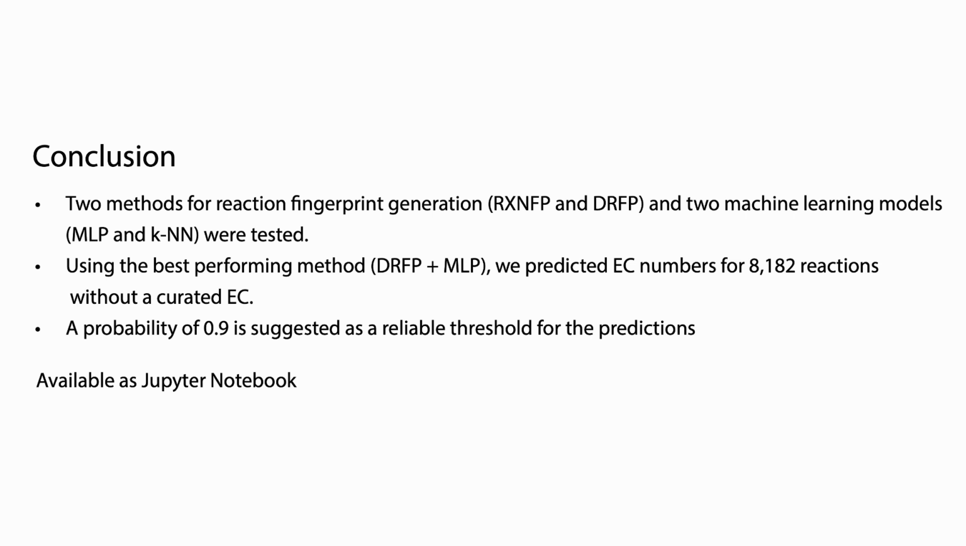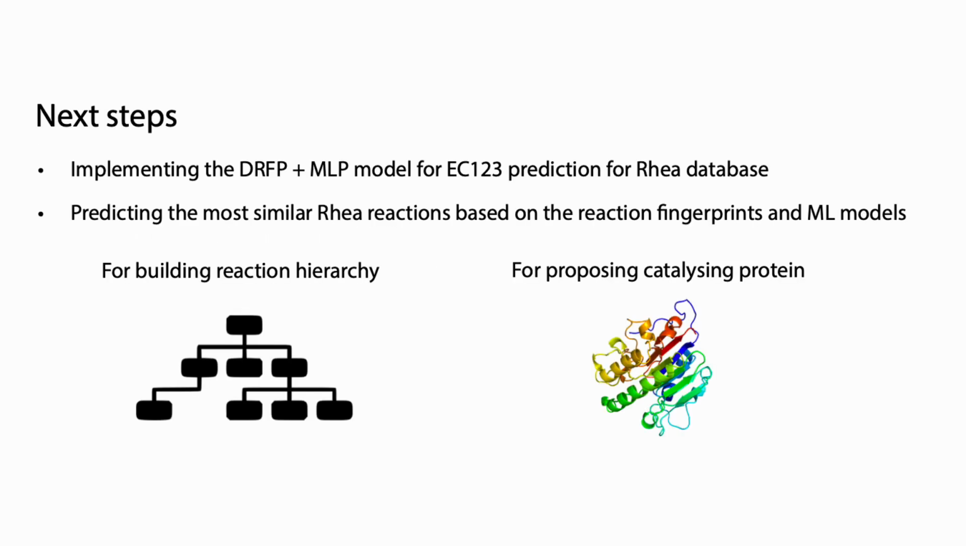In conclusion, this project demonstrated the successful application of classification models and fingerprints for predicting EC classes for Rhea reactions. The DRFP plus MLP model achieved high accuracy, interestingly even when predicting EC1 to 3 level. The results suggest that the developed models can be valuable tools for external researchers using the Rhea database. For this reason, the presented research is available as Jupyter notebooks.